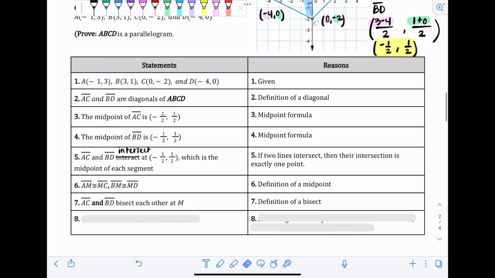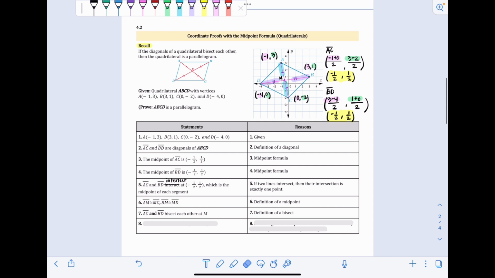And then now I'm going to zoom out and we'll go back up to that recall section. So it says if the diagonals of a quadrilateral bisect each other, which is what we just proved with 7, then the quadrilateral is a parallelogram. So we're able to wrap up the proof. So we can say quadrilateral ABCD is a parallelogram, and then this is going to be a reason up here: if the diagonals of a quadrilateral bisect each other, then the quadrilateral is a parallelogram.